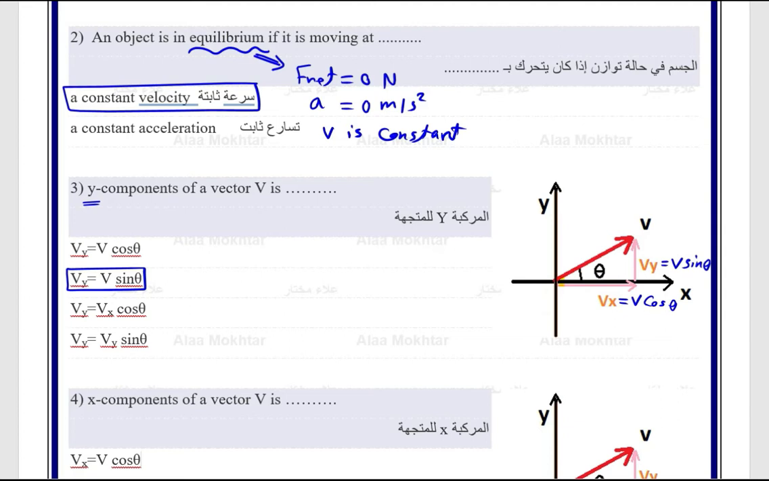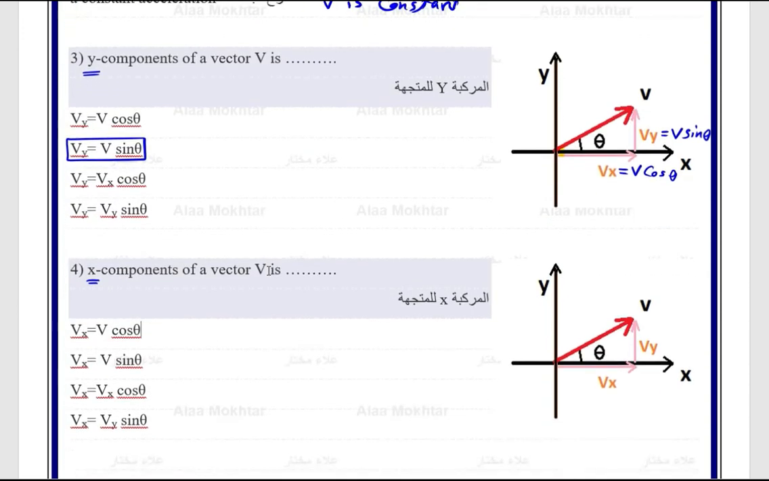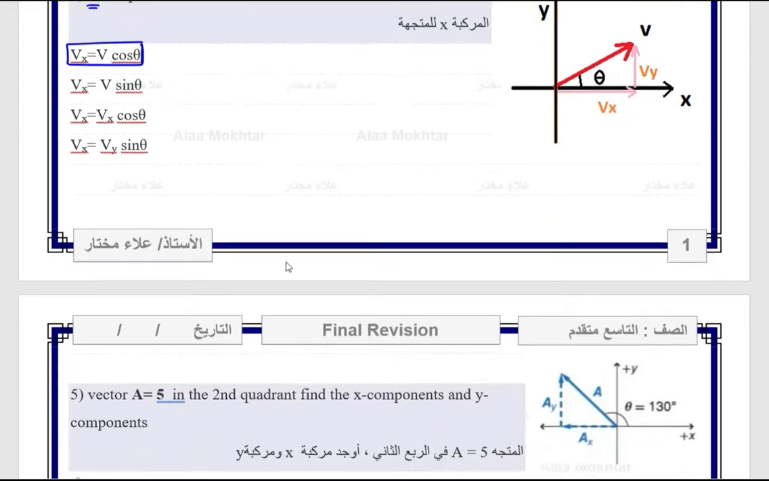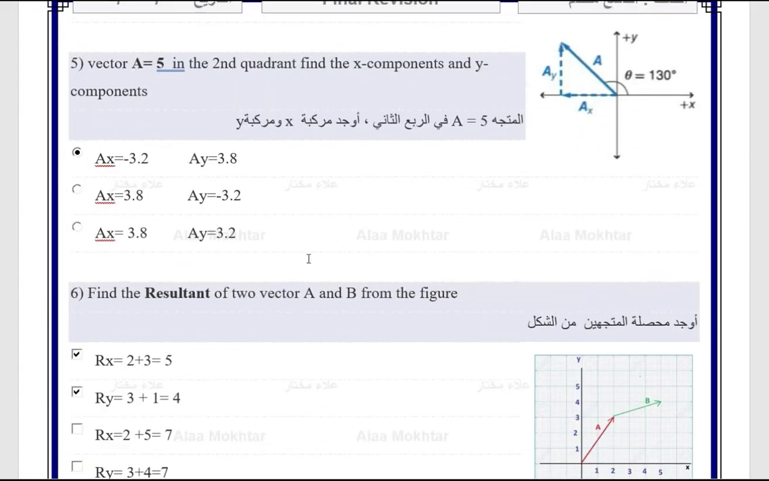Question 4, he asked about the x component. The x component means V cosine what? V cosine theta, exactly. Question number 5, vector A equals 5 in the second quadrant. Find the x component and the y component for this vector.